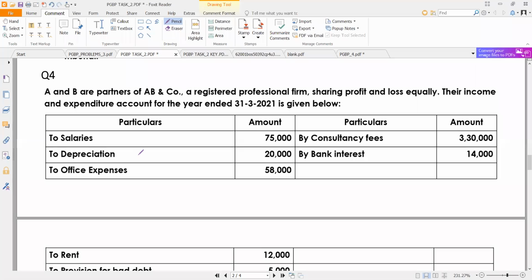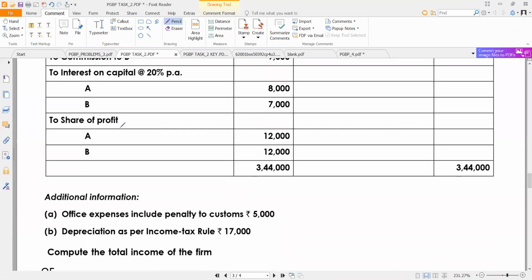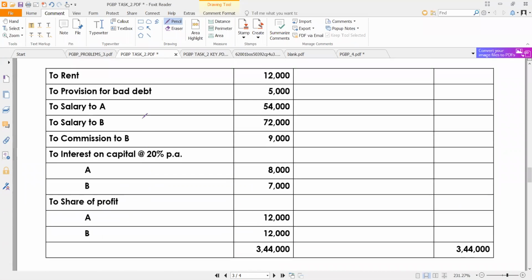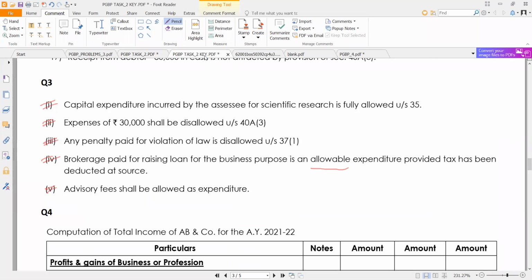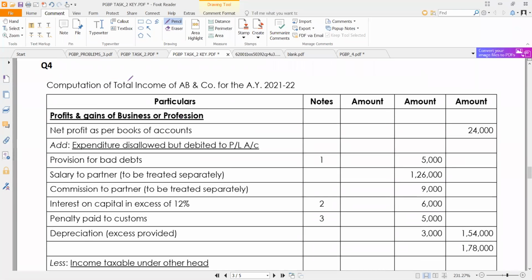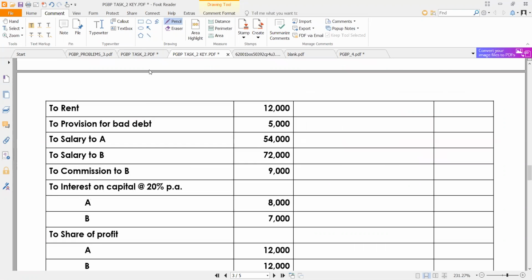Then question number four is application of 40B. Once again, we need to definitely compute the book profits first. Then we need to apply the normal computation of PGBP also, because the question is, what is the total income of this firm? Firm's total income has been asked. So book profit, first of all, if we calculate from the information that is given.